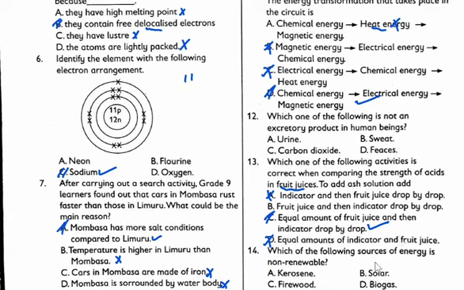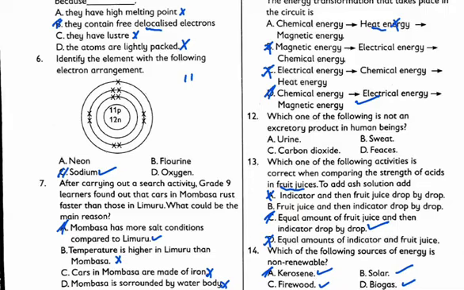Question number 14. Which of the following sources of energy is non-renewable? A, kerosene; B, solar; C, firewood; D, biogas. Non-renewable means the one which cannot be replaced once used. So solar is renewable, also biogas is renewable, also firewood is renewable. And therefore the one which is non-renewable is kerosene. Kerosene comes from petroleum, and once used, it cannot be renewed or replaced, and therefore kerosene is non-renewable.